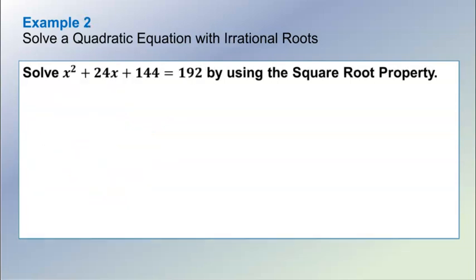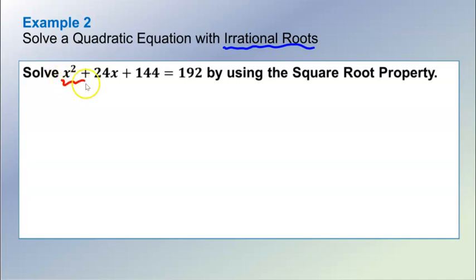Second example, x squared plus 24x plus 144 equals 192. But you'll notice in the heading, these are irrational roots. That means these are numbers that have decimals that do not end and do not repeat. So let's solve this one.